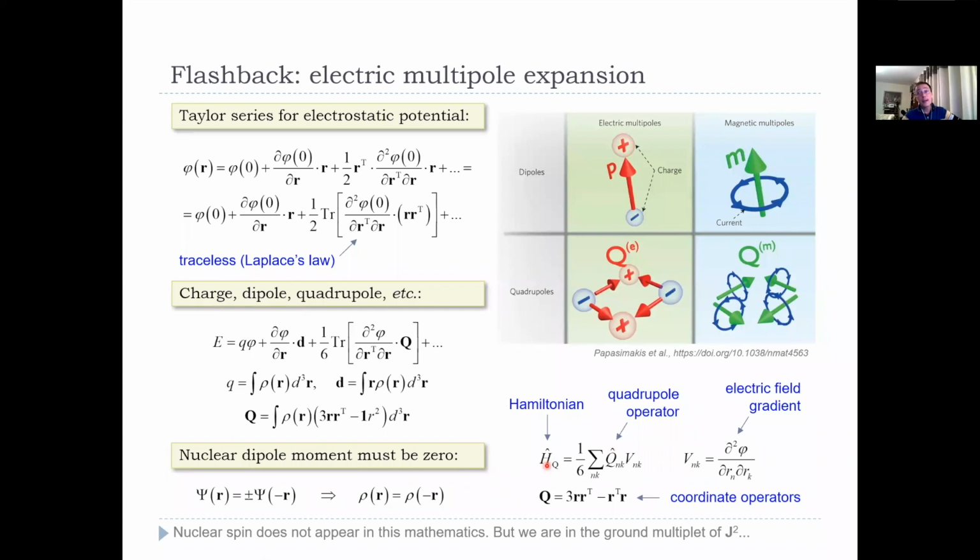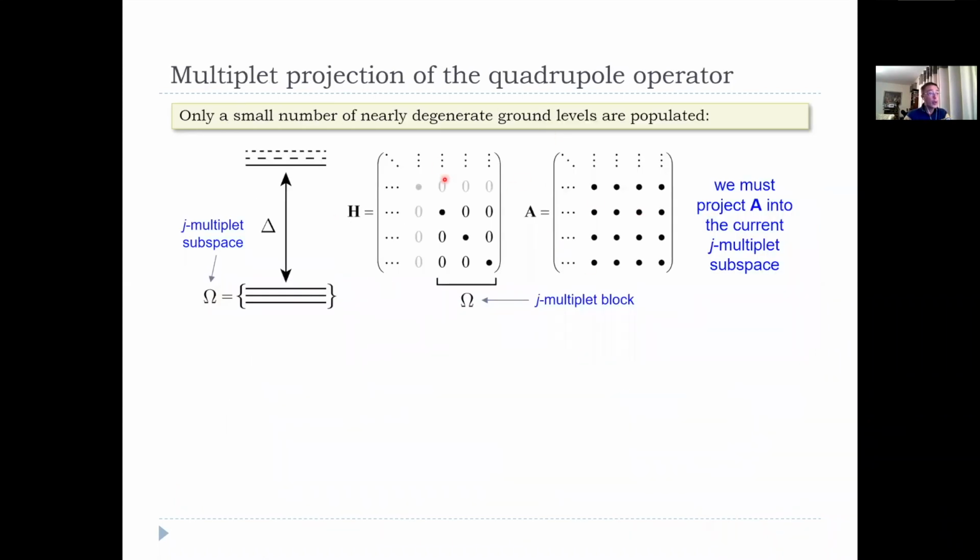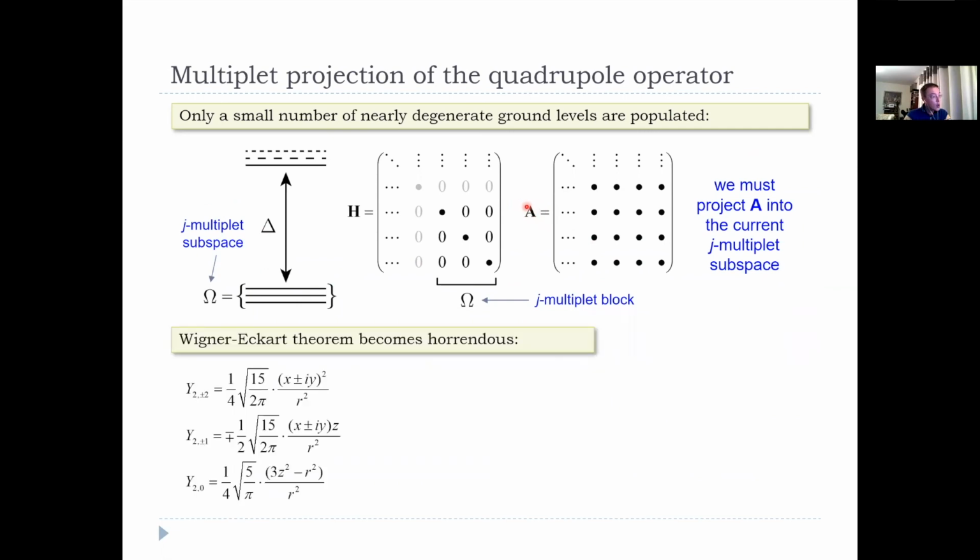But of course, the same factor kicks in. Remember, we are in the ground multiplet of J squared, and remember what I told you about that projection. The moment you project anything into an algebra, you get a linear combination of the generators of that algebra. And in our case, this is SU(N) of the ground state multiplet of J squared, so you will have to have SU(N) generators, basically spin operators for our purposes. Okay, so the same old story, same J multiplet subspace, the same block, the same projection, except we are now projecting the quadrupole operators. Now, in this case, the Wigner-Eckart theorem becomes a disaster.